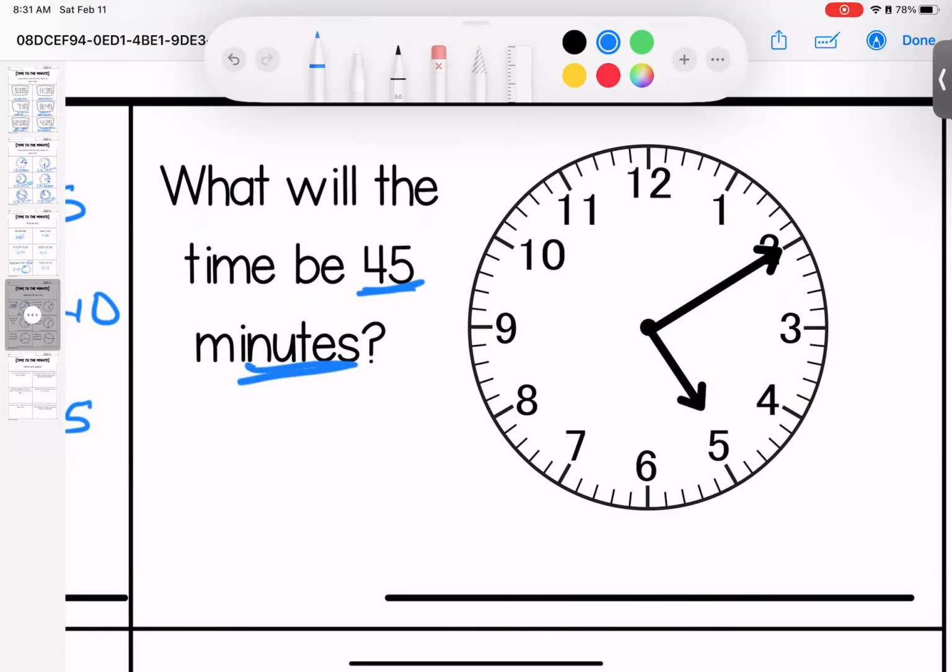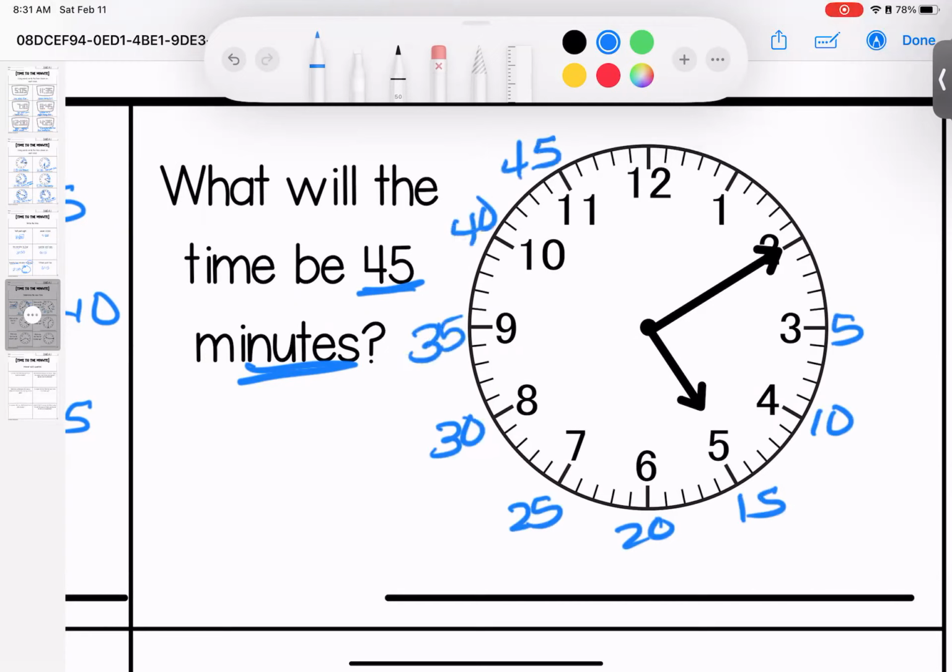So looking at my clock, 5, 10, 15, 20, 25, 30, 35, 40, 45. So my hour hand will be pointing here. So that would be 5, 30, 35, 40, 45, 50, 55. 5:55. I could also take my time and say, well, it's 5:10.